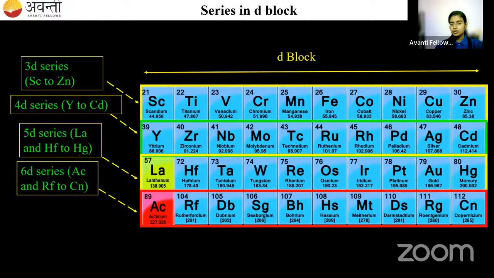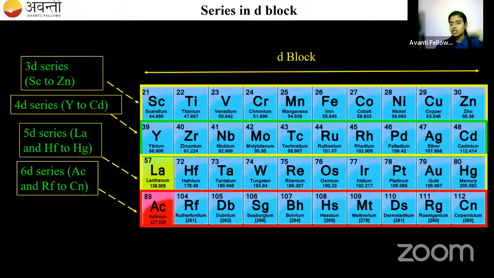Got it? So all of you try to memorize the 3D series first, that is from scandium till zinc. Scandium, titanium, vanadium, chromium, manganese, iron, cobalt, nickel, copper, zinc. At least you have to memorize the 3D series first. Have you all memorized? Yesterday this lesson was started, no? Has anyone memorized the 3D series? Sakshi has memorized. Very good, Sakshi. Any other? You should be able to tell.